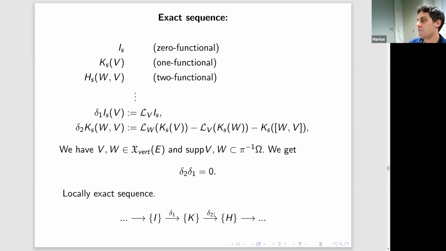And you can also construct such a sequence, actually a locally exact sequence. Here you have the set of zero functionals, here we have the set of one functionals and of two functionals. And then you define these maps here, the exterior derivatives, let's say delta 1 and delta 2 and so on. And I think this should be quite understandable, I hope at least. At least I like this idea to see it in that way.